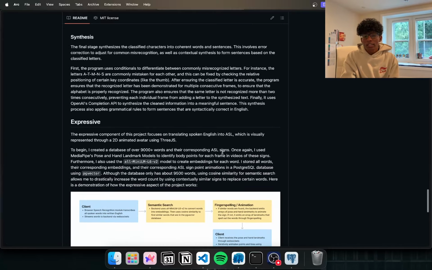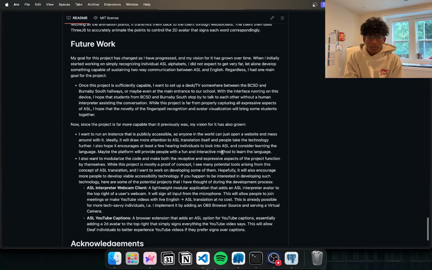In the future, I see a lot of possible things that can happen. One, I want to make this modular so I can make it publicly accessible so anyone can access this and just try it out. Two, I also want to make this a standalone client, either a webcam client or a Chrome extension, and it'll essentially enable people to transcribe their speech into ASL signs effectively.